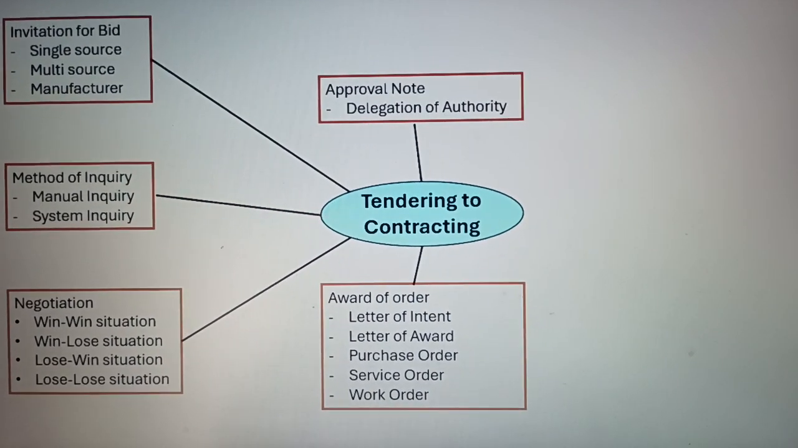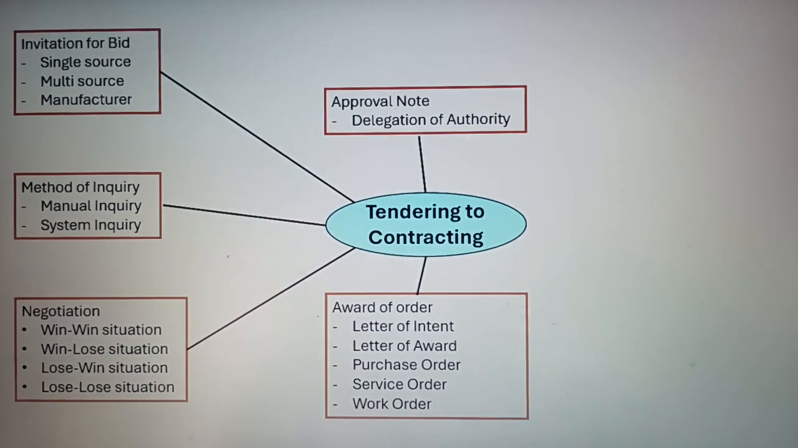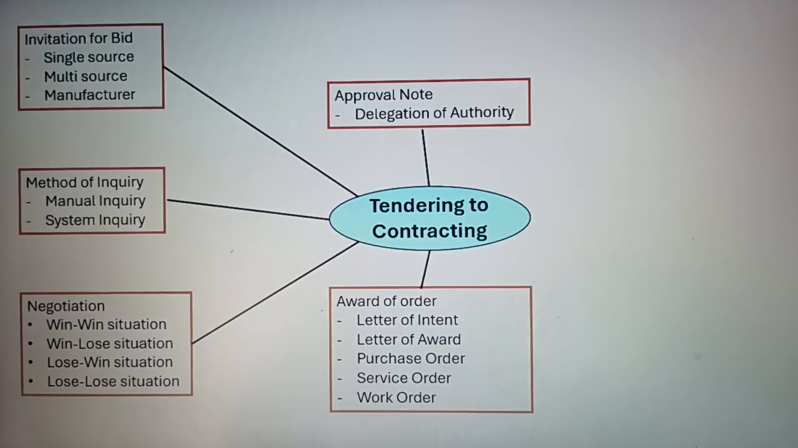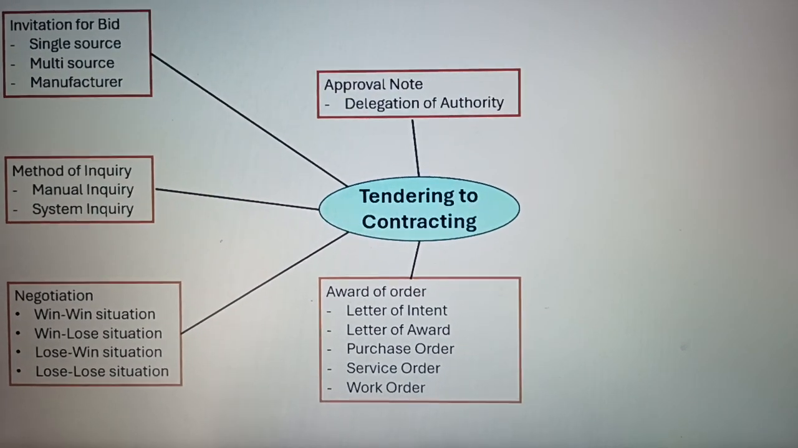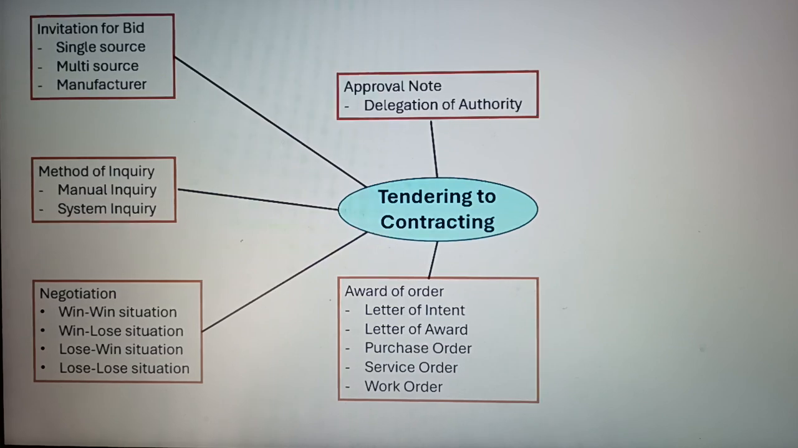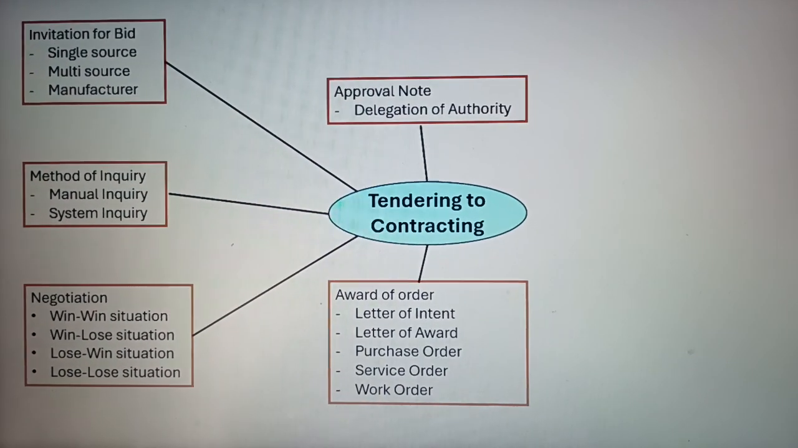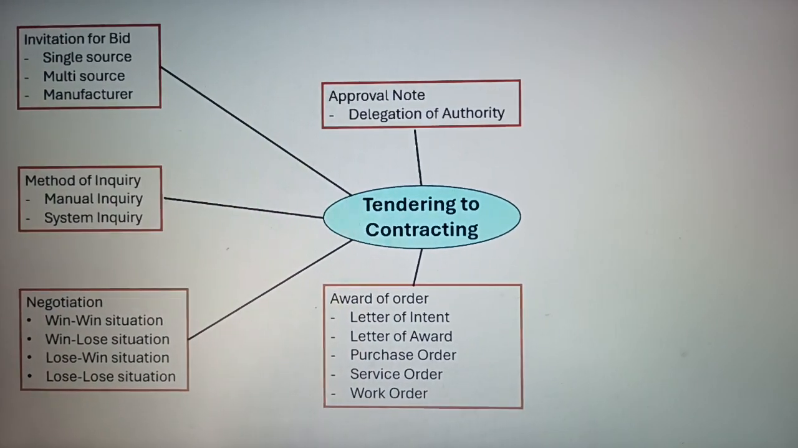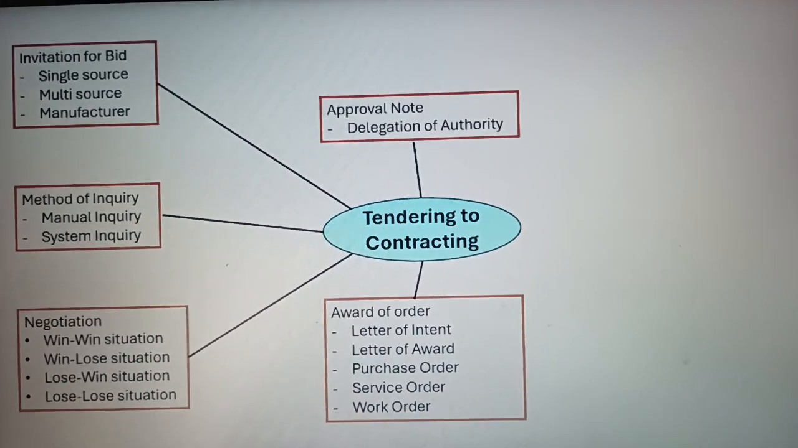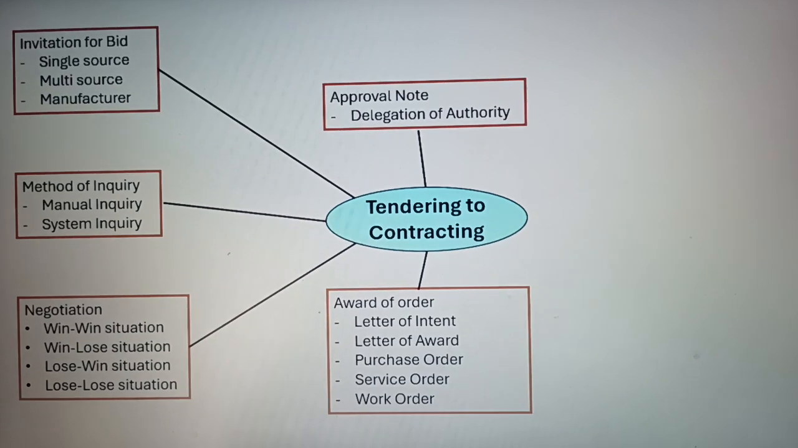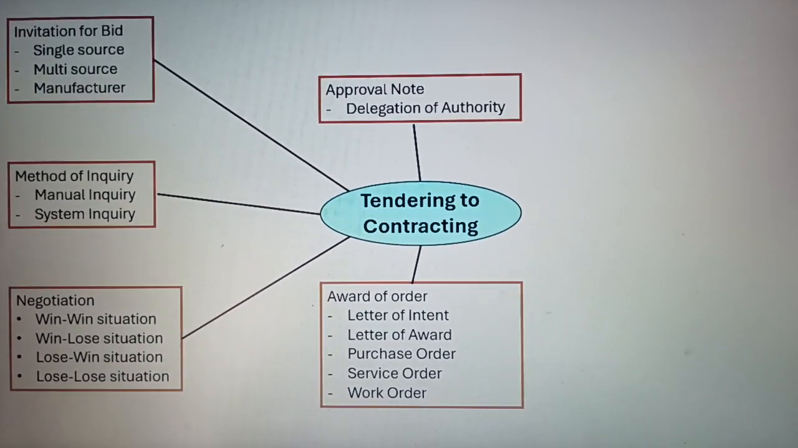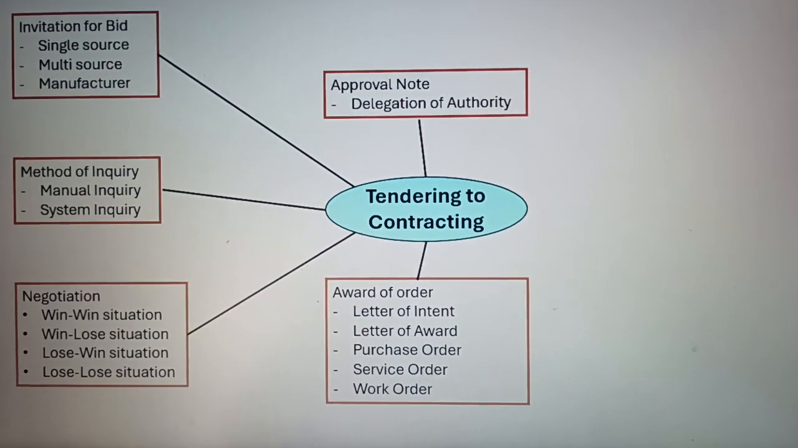Then after that is the letter of award. The letter of award is the same type of order which is sent to the seller or contractor as part of the award, saying you are authorized by us to do this work in their area or for this specific product. So it is a formal agreement.